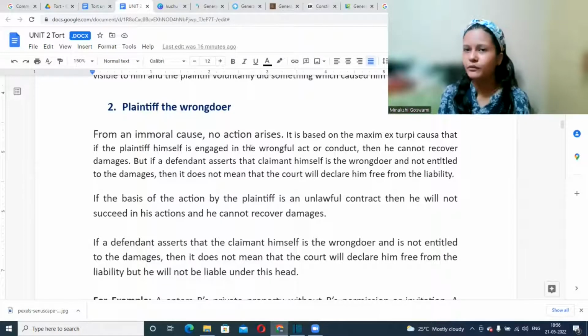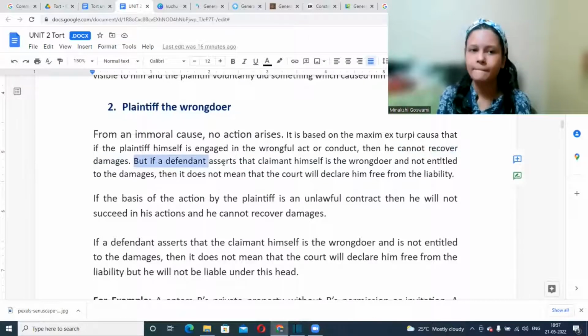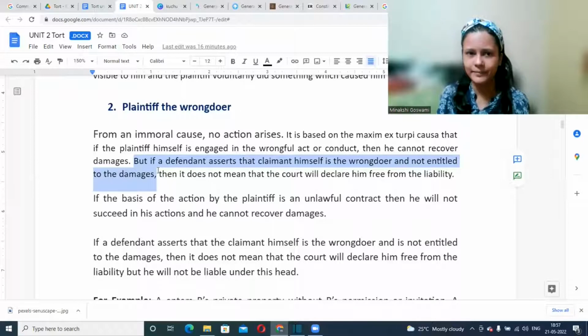If the plaintiff only was engaged in something wrong, then he cannot recover damages. He should not be complaining about it. But if the defendant proves that yes, the plaintiff himself was the wrongdoer and he is not entitled to damages because he was only doing something wrong, he suffered injury, now he is only complaining about it.